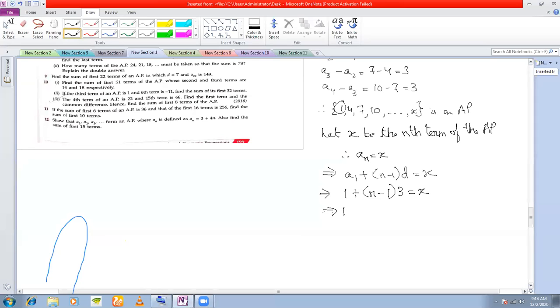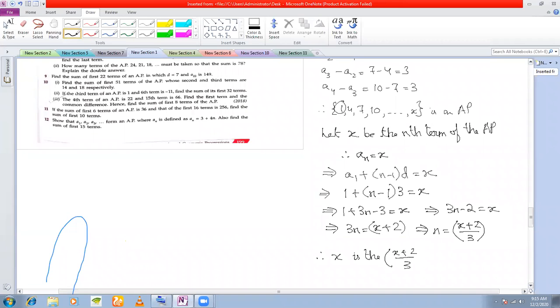Okay, so what I am getting here is 1 plus 3n minus 3 is equal to x. That means I'm getting 3n minus 2 is equal to x. That means 3n is equal to x plus 2. That means n is equal to x plus 2 by 3. Right? So I've got n in terms of x. That means, therefore, x is the x plus 2 by 3th term.